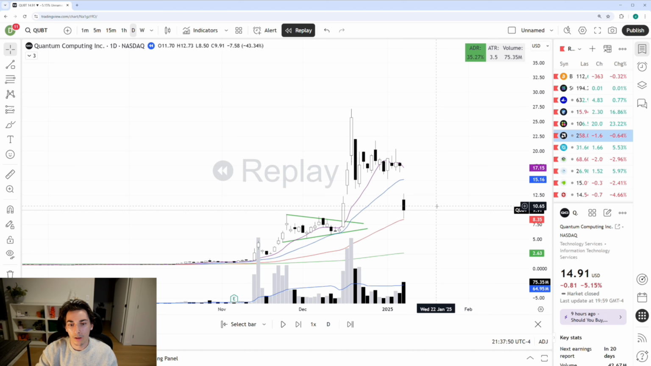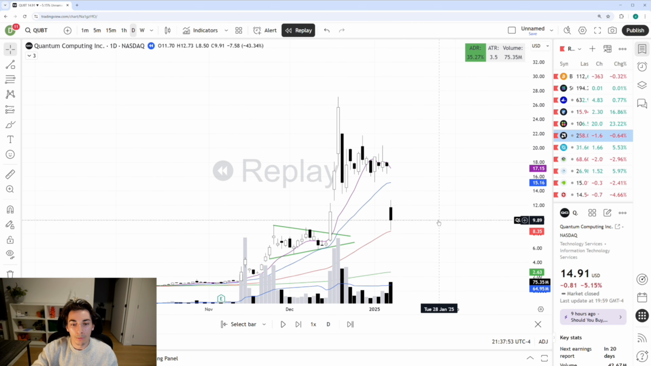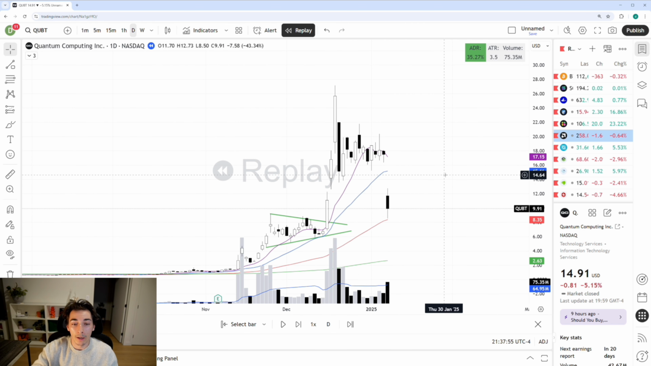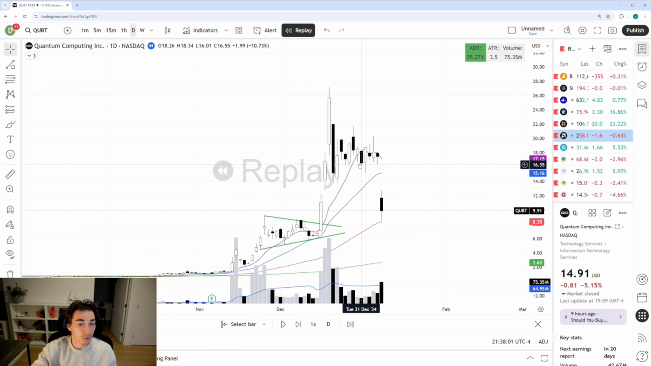Where is it? Here it is. So it broke down, and I completely avoided this huge gap down, another minus 43% day, because I sold my entire position when it closed under the 10 SMA on the daily chart. I do this every single time, and you'll actually see it at every one of these setups.